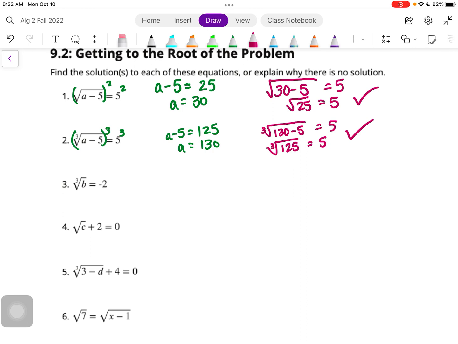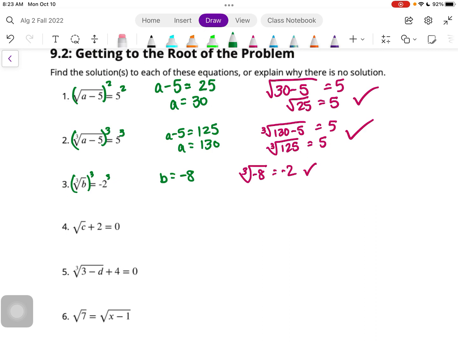All right, so then we are going to do the same thing here. We're going to cube both sides. And so b is equal to negative 8. And if we plug that back in, cube root of negative 8 is negative 2. That is correct.